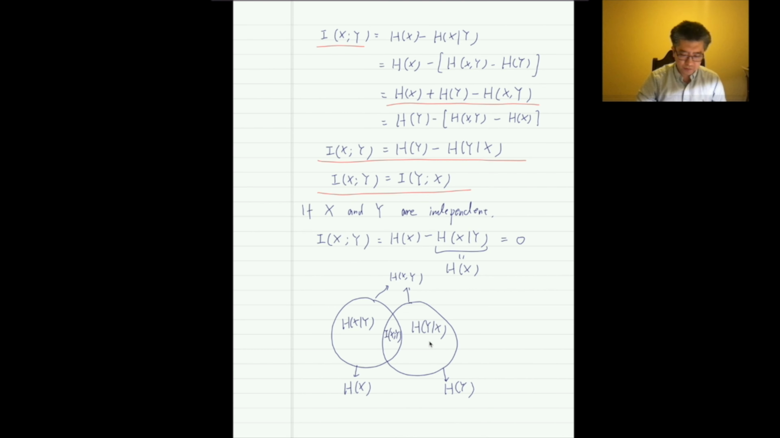Now what we have defined here is just mutual information. So now we have entropy, mutual information, and conditional entropy. So do we have a conditional mutual information? The next thing we're going to talk about is the conditional mutual information. The definition is very similar to before.